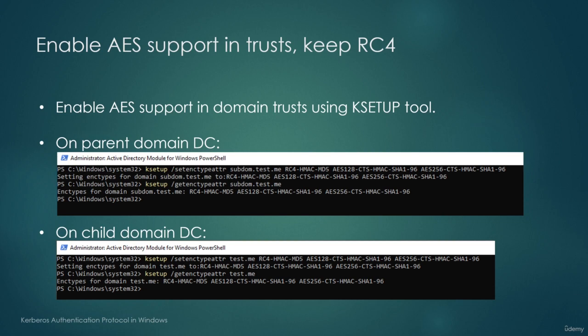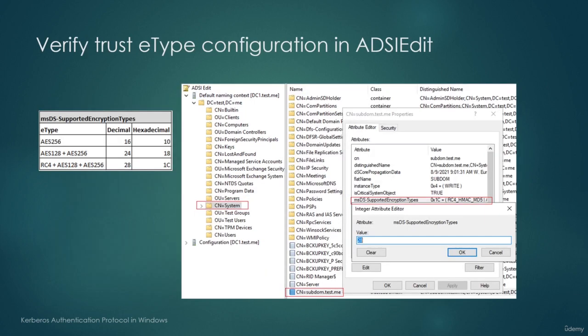On a parent domain DC, we configure encryption type support for the child domain, and on a child domain DC, we configure the parent domain. We can verify the configuration in Audit or Active Directory Users and Computers.